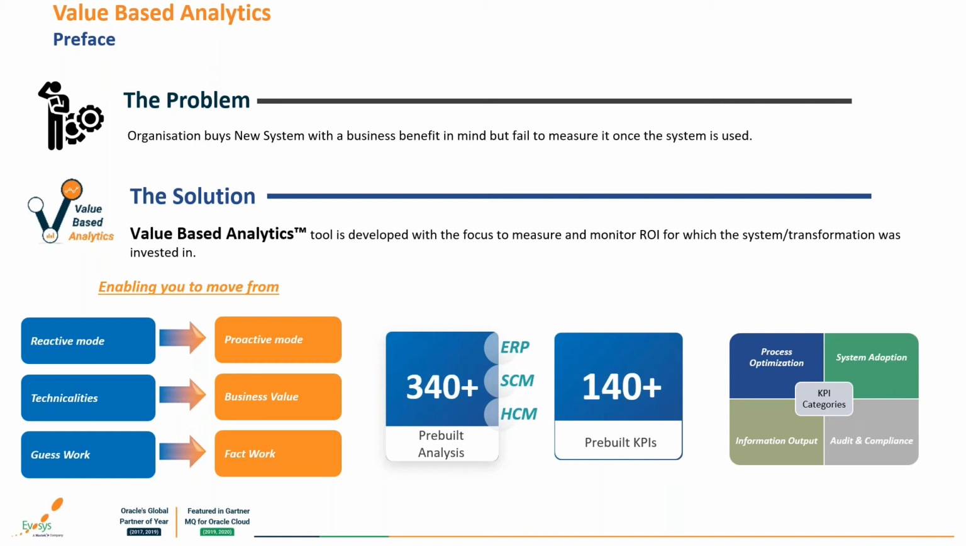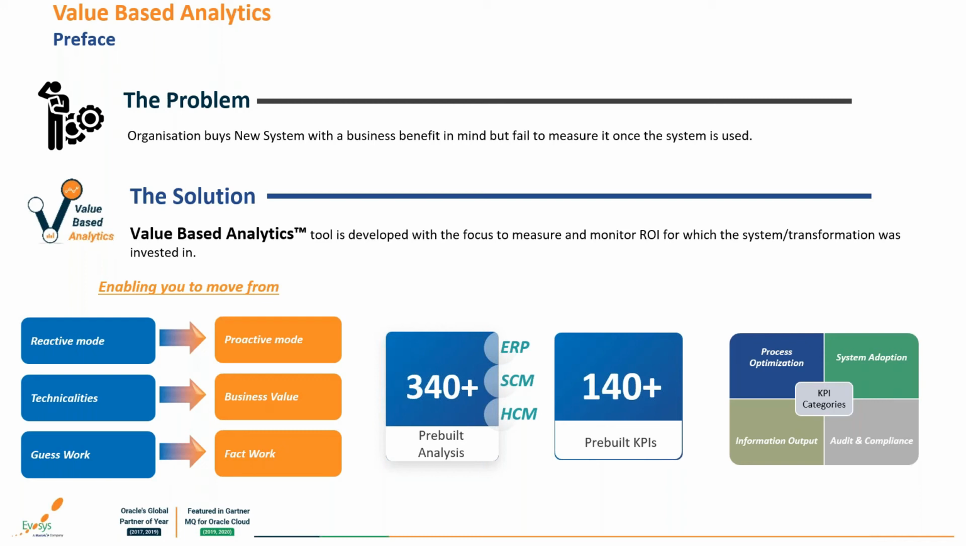So KPI categories are process optimization, like how your processes are doing, system adoption, whether your employees are going into the system and actually using the system or not. For the information output, you can get specific or insightful information that you may use for reporting. You can get it from VBA, and for audit and compliances. So yeah, it's a very good tool which can help you to measure your KPIs and will be helpful to monitor the ROI which you have already planned.